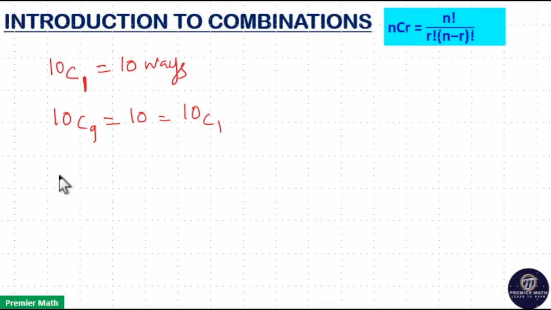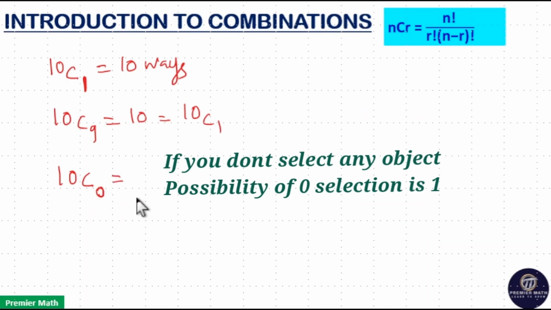Now, if you don't like any of this 10 objects, you will have 0 selection. Which means there is a possibility that you don't select any of this object. So, probability of selecting 0 object is equal to 1 way. That is, 1 way you can select 0 object.